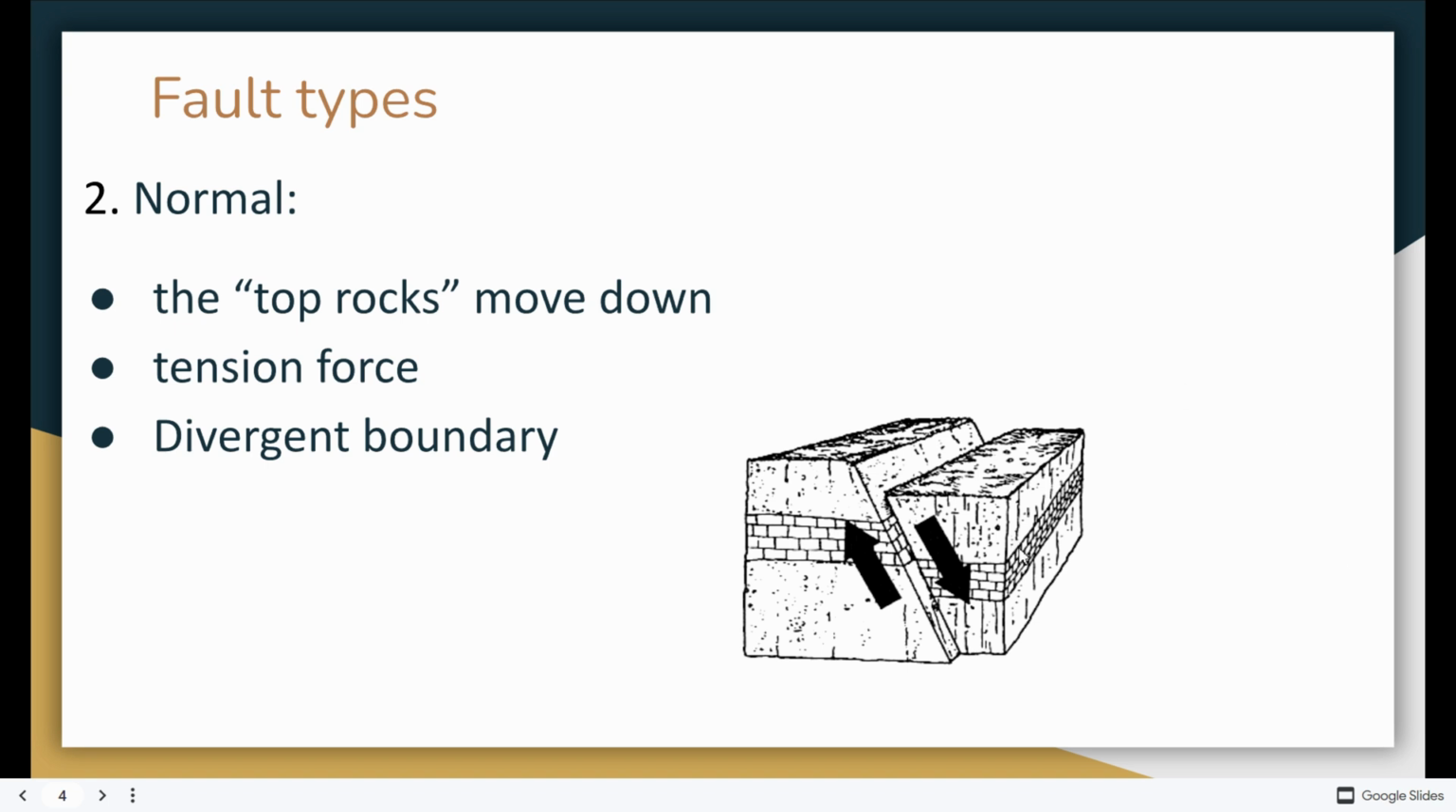So what happens here is this section on the right is above the section on the left. There's no overhang happening here. It's just sliding straight down. So there's no overhang on anything when you look at a normal fault. It just slips on down and it causes that tension when it moves away. So tension forces are normal faults at a divergent boundary.